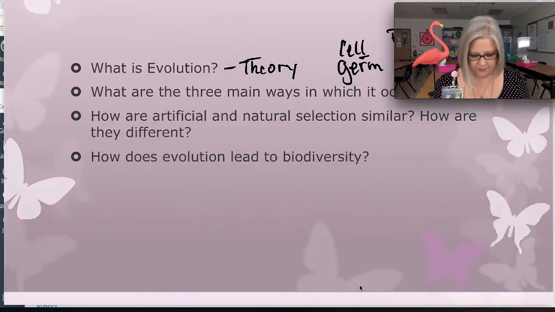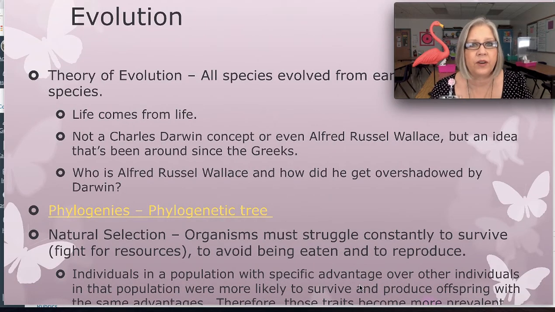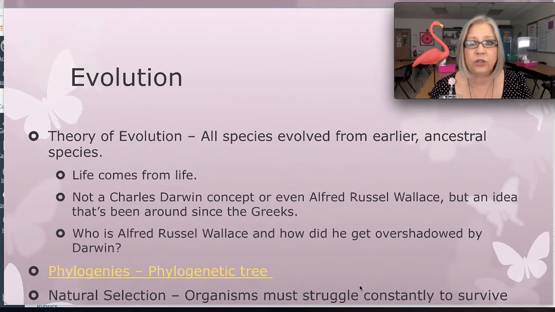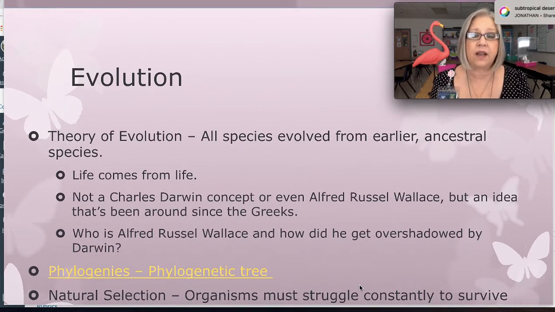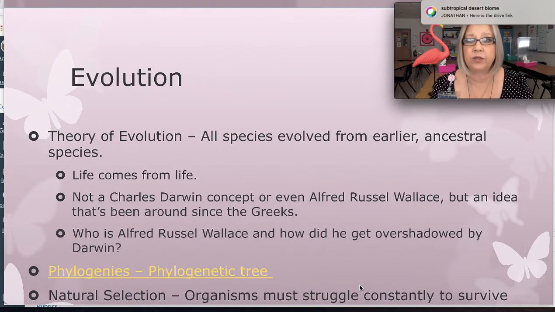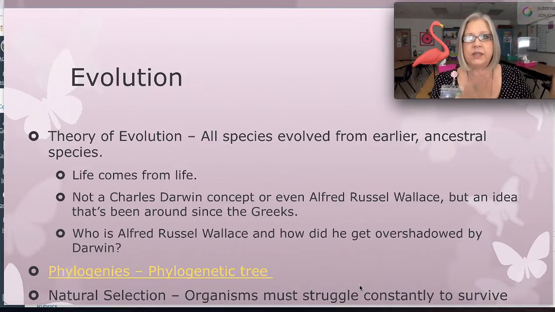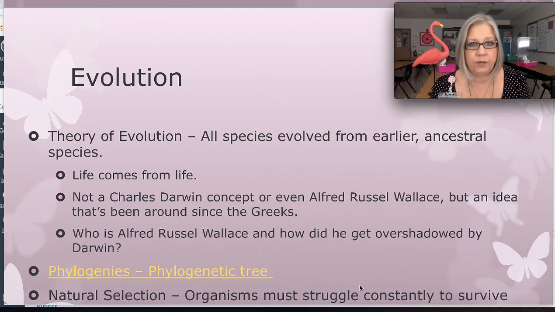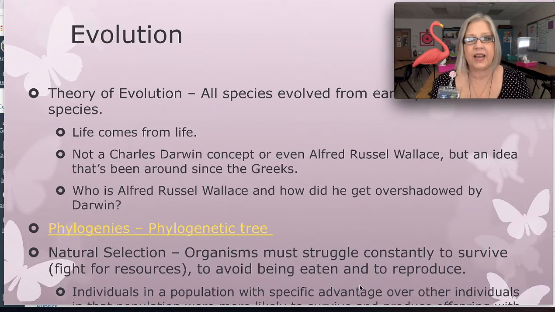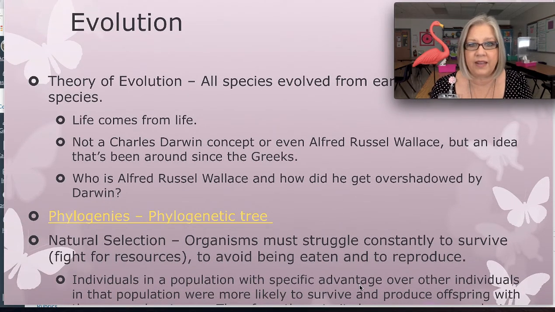Okay, let's go. So what is the theory of evolution? The theory of evolution basically says that all species evolved from earlier species, right? So we had some other species, and then over time things have changed. Once again, we go back to this idea that life comes from life, and that you start with something and then you build on it from there. So this is actually not a Darwin idea.